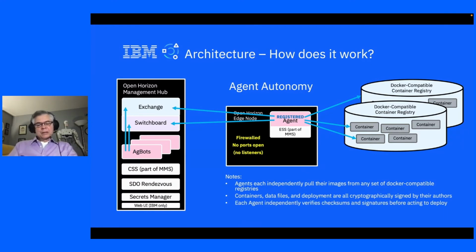Each agent independently verifies those things, and the agent is also able to fall back on old versions when something goes wrong, even without a network connection.